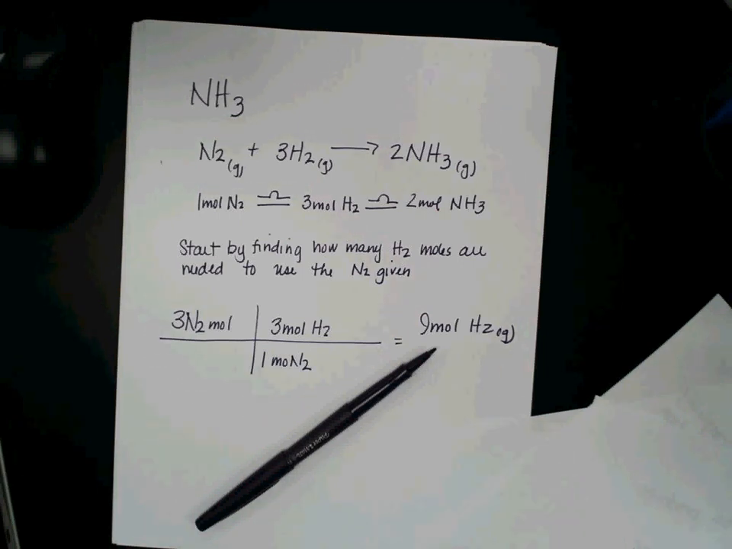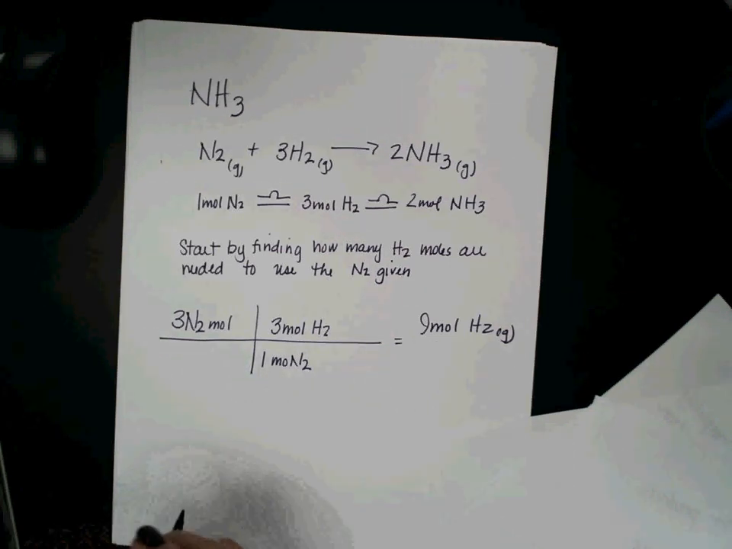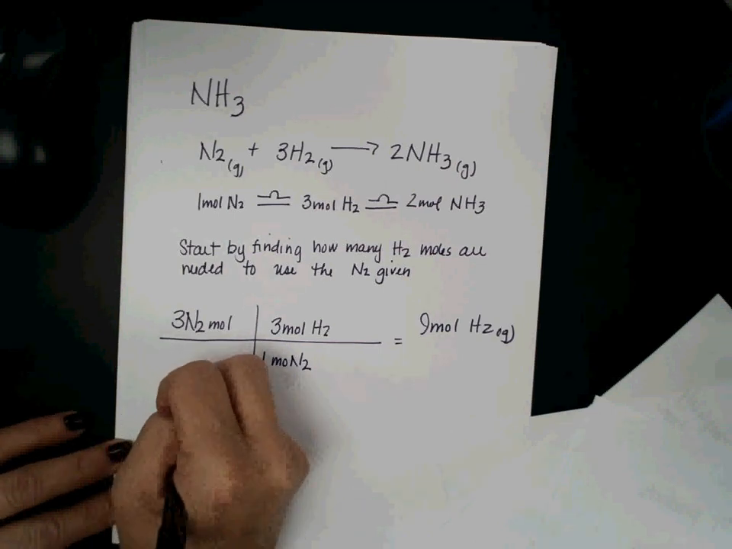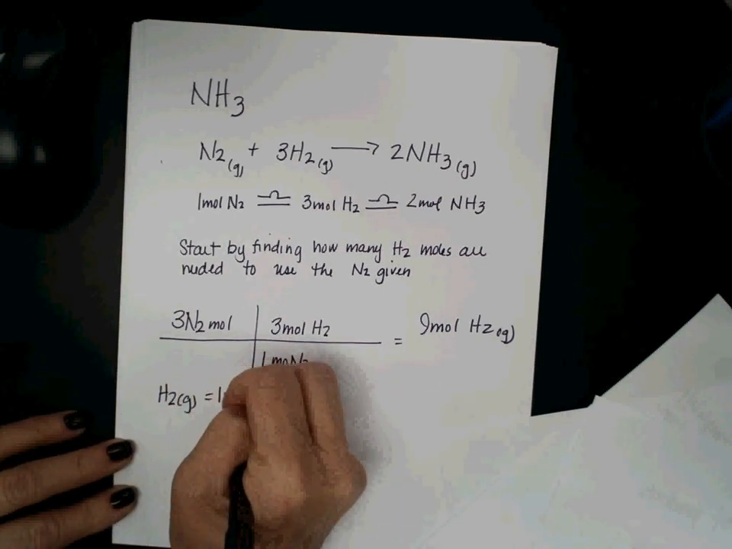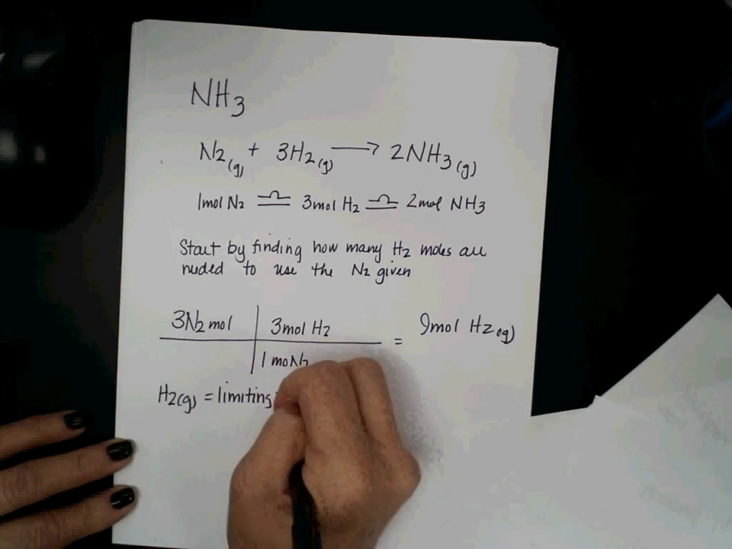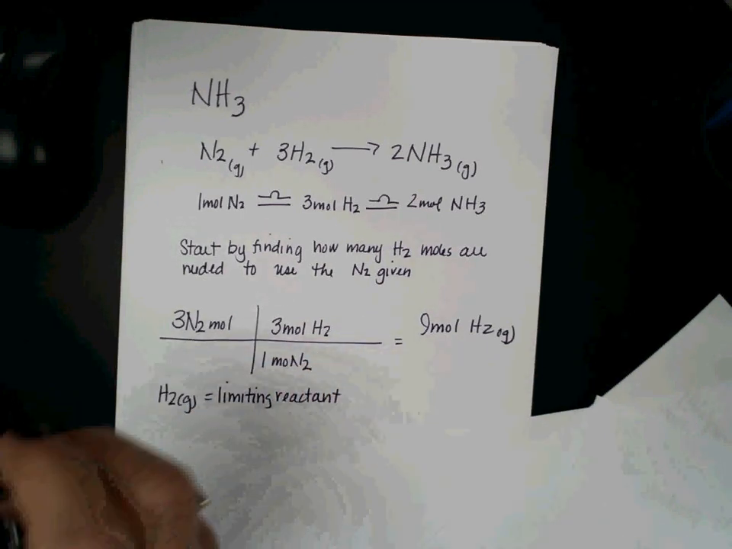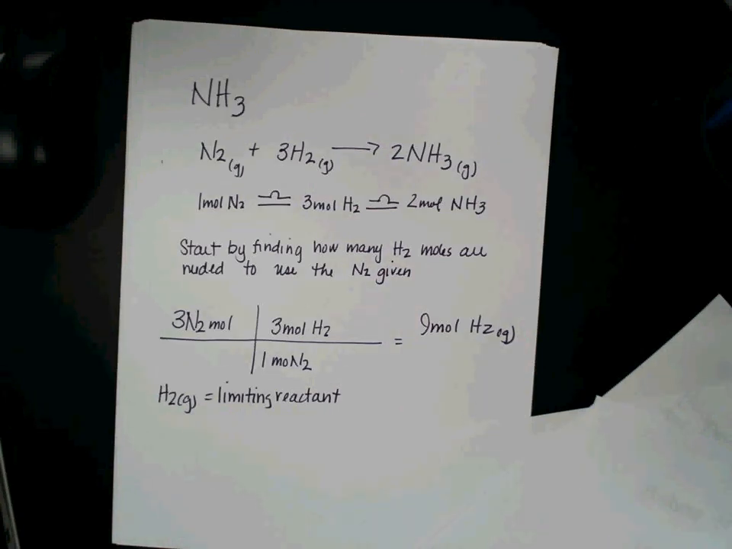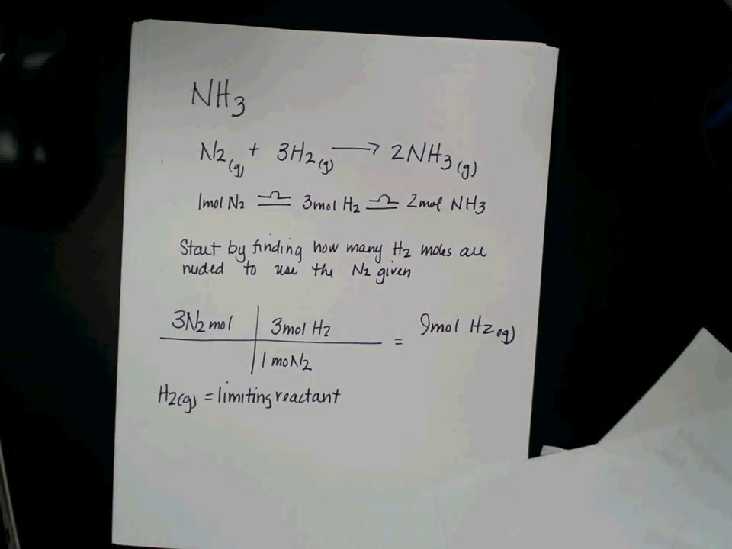Okay, so to use up the whole 3 moles of nitrogen gas, I have to have 9 moles of hydrogen gas. Do I have that many moles in this equation? No. So I can say that which one is my limiting? Hydrogen gas would then equal my limiting reactant. And that would allow me to figure out how many moles of NH3 I can produce. It tells me that I have 6 moles to work with, right?